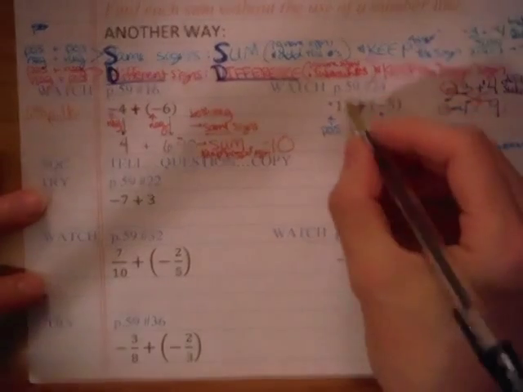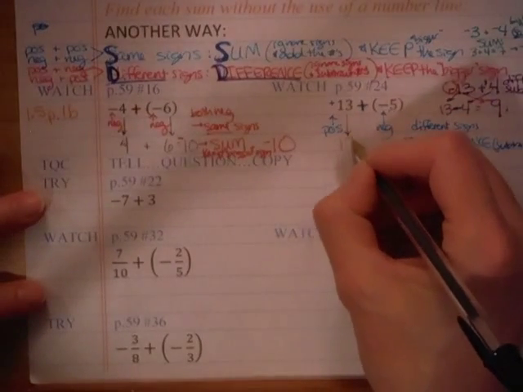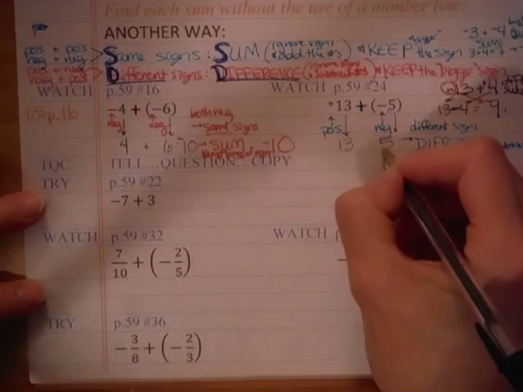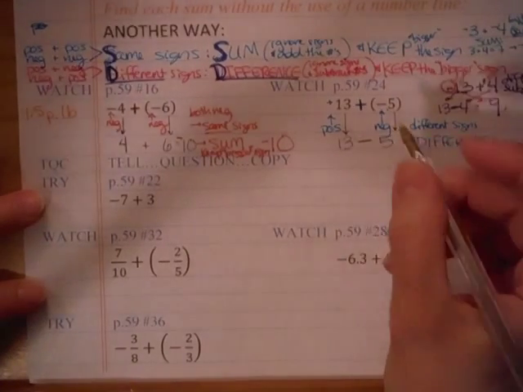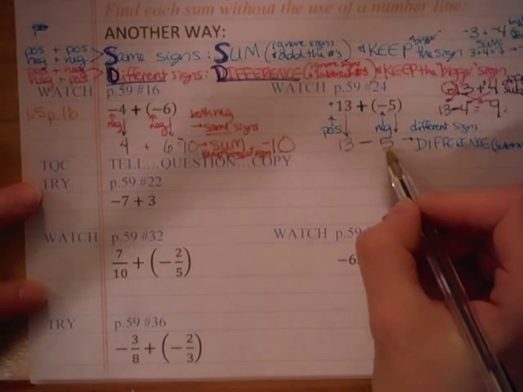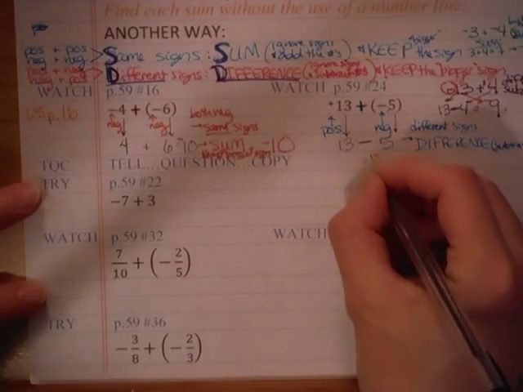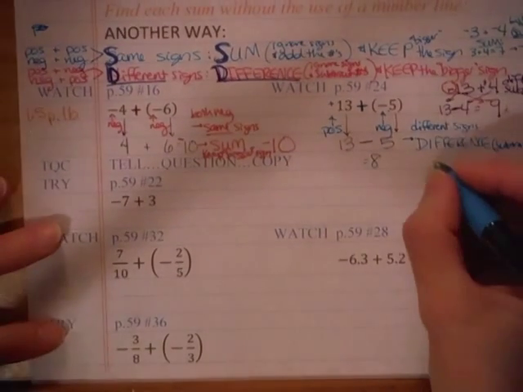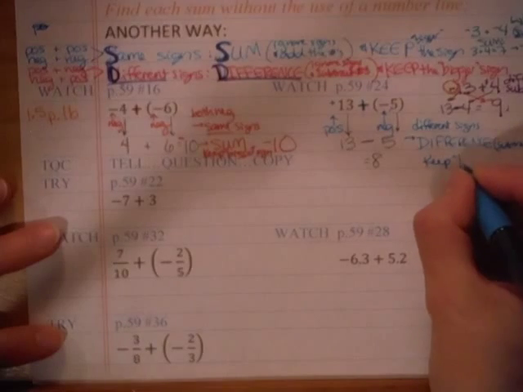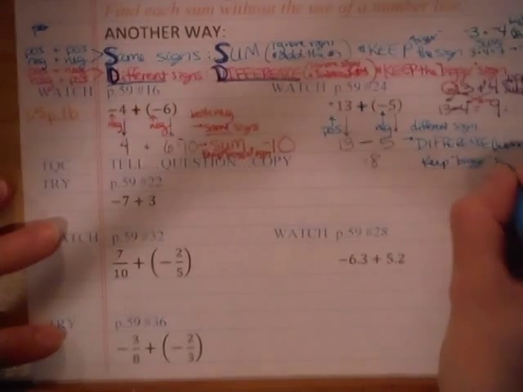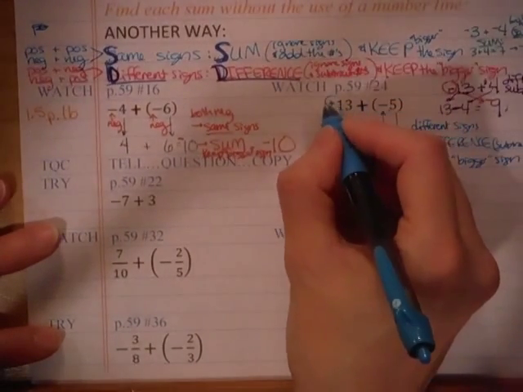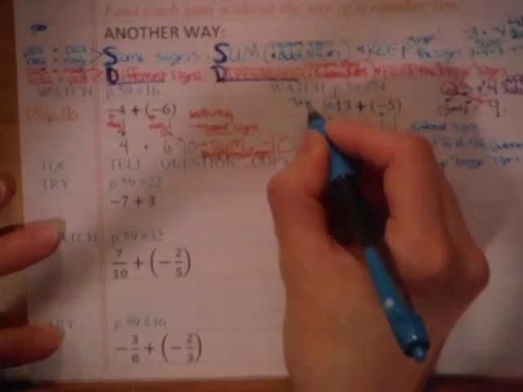So I pull down the numbers. I ignore the signs for just a moment. 13 and 5 is all I pull down. I subtract them. 13 minus 5 is 8. And then I keep the bigger sign. Okay? This one is the bigger sign.